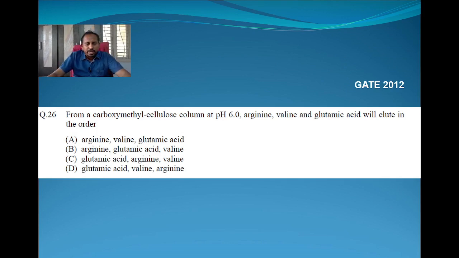So moving to the next question. The next question is from GATE 2012. From a carboxymethyl cellulose column, a column where pH is maintained at 6, arginine, valine, glutamic acid will be eluted in the order. So in the column, a mixture of arginine, valine and glutamic acid is there. The eluent will be released from the column in which order?